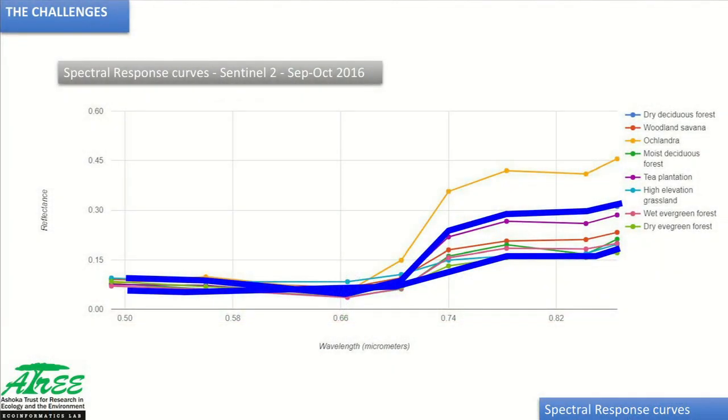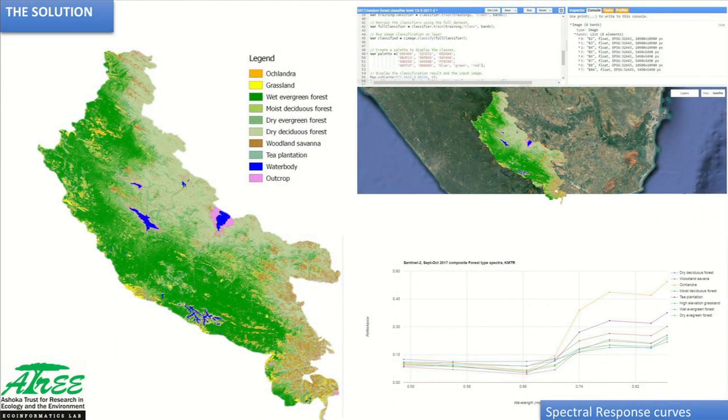If you see that in February 2017, it's going above in the graph. So that change in the spectral reflectance can help us to differentiate different forests even by medium resolution satellite data. So this is really important for us to study the composition and vegetation type.